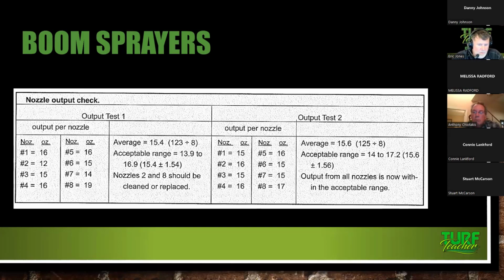This time we're at 15, 16, 15, 16, 16, 15, 15, 17. We're right on track right there. That 17, I'd rather see it at 16. But if we do the math, we have an acceptable range of 1.56 after doing the average. So 14 to 17.2. And that number 8 just sneaks in with that. So the output from all these nozzles are in the acceptable range.